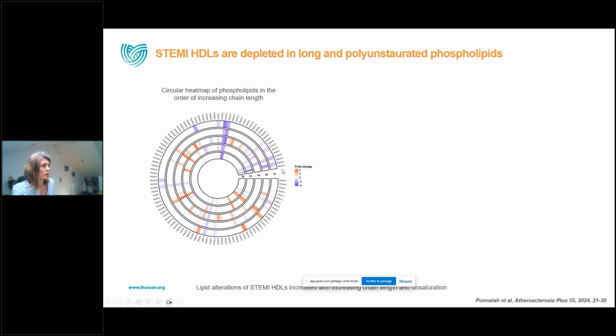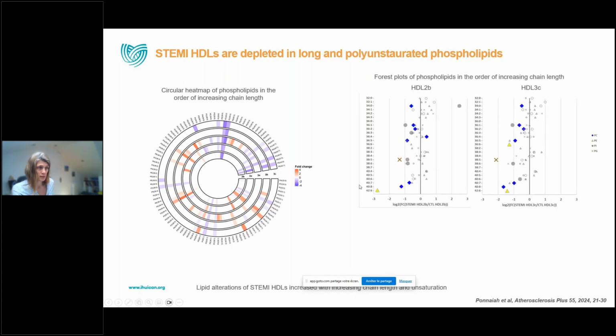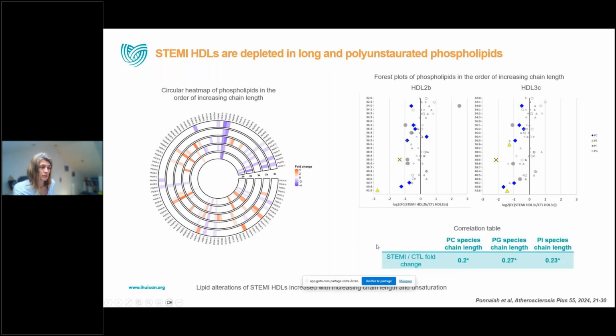And what we could see is that these alterations were most affected on the longer chains and polyunsaturated chains. This is also seen here on these forest plots, where you can see that the higher fold change appears on the long chains and polyunsaturated chains. And this was actually correlated. So the fold change between STEMI and control alterations was correlated with the chain length of the lipids of each class.